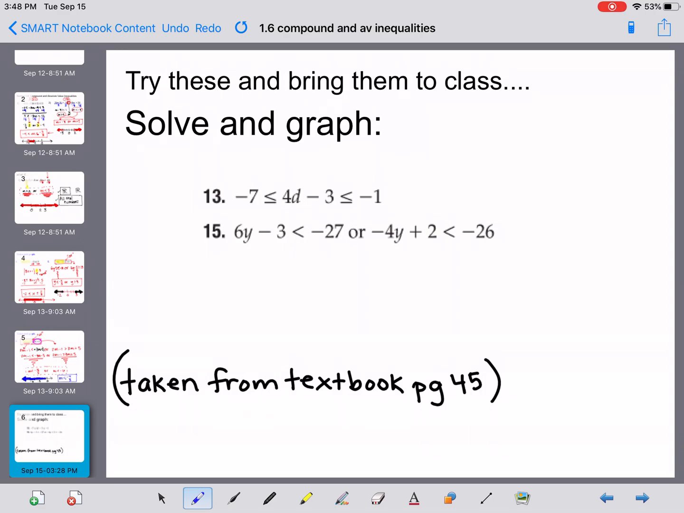Right, so I would like you to try these problems and bring them to class, number 13 and 15. There's no absolute value in these, they're just a review, but we are going to use them in class. They come from the textbook, page 45. Please make sure that you did all of the questions for this lesson, because we're going to use our graphs and our answers to do something more advanced. So if you just watched this, make sure you go back and get all the notes written down.